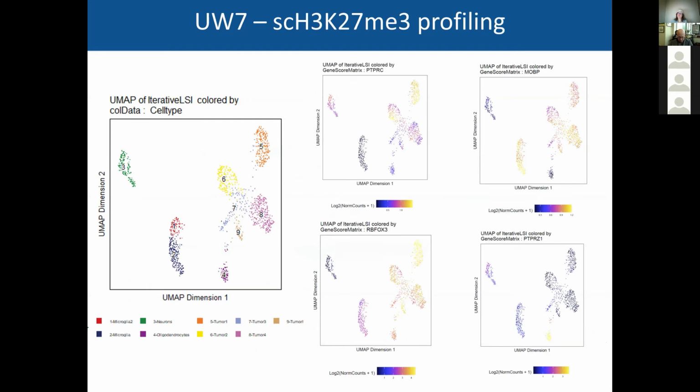In this case, I'm showing single cell H3K27 trimethylation profiling of a patient glioblastoma. Again, we can see here that we can resolve a variety of cell types within a parent tumor. We can then identify these cell types using markers and try to understand the changes in histone-specific chromatin profiles that are occurring, both within a patient tumor and then over time.